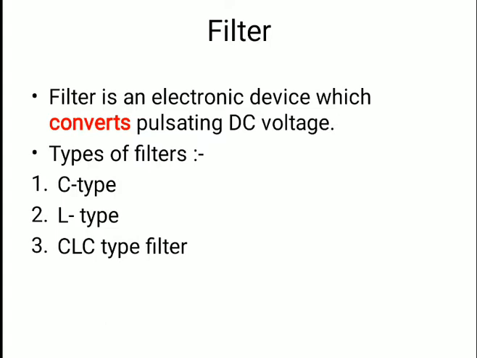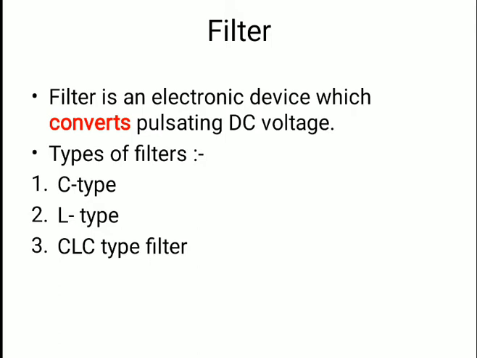Hello everyone. So let us understand what we mean by the filter. After the rectifier, let us understand what we mean by the filter. A filter is nothing but an electronic device which converts a pulsating DC voltage into a pure DC voltage. Now the types of filter are C-type filter, L-type filter, and CLC-type filter.